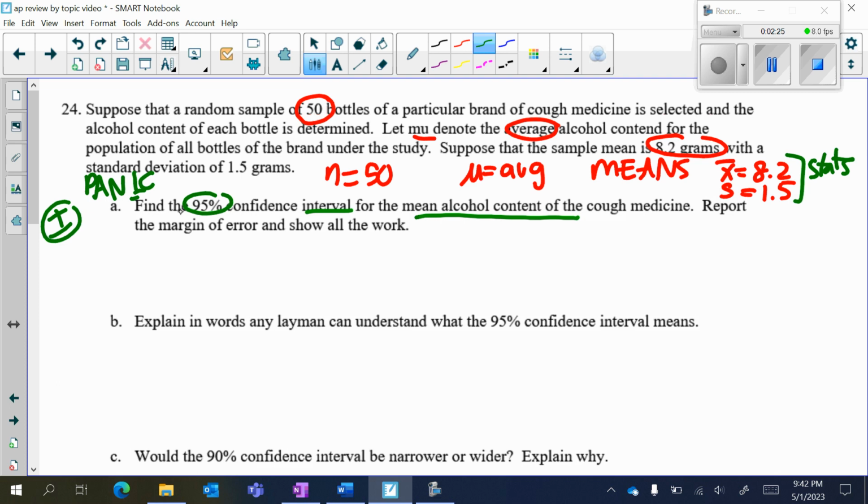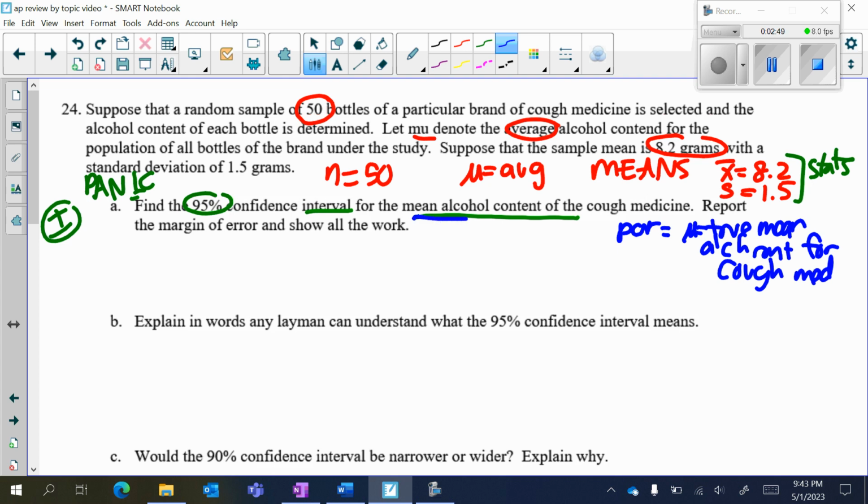Let's talk about some. The P is the population of interest and the parameter of interest. The parameter is what we just discussed, which is the mu. And in words, it's the true mean or true average alcohol content for the cough medicine. You can really just use the words right out of the question, mean alcohol content for the cough medicine. So that's the parameter of interest, and we're using the letter mu.